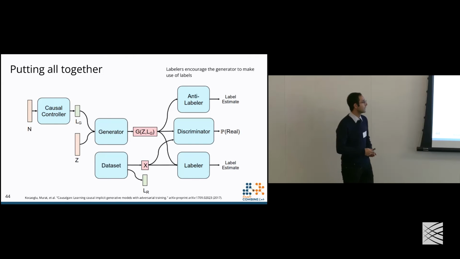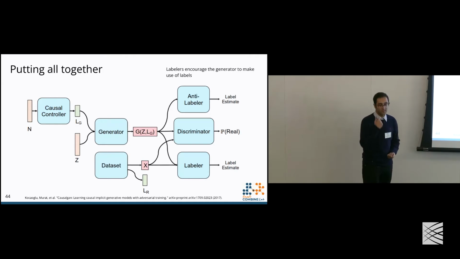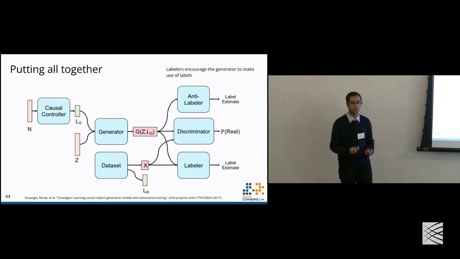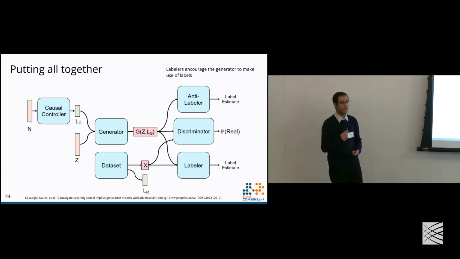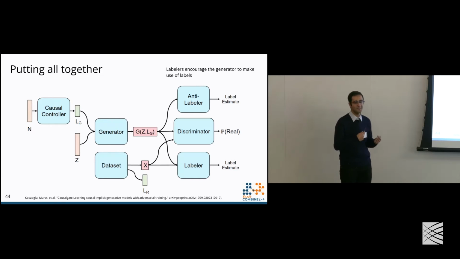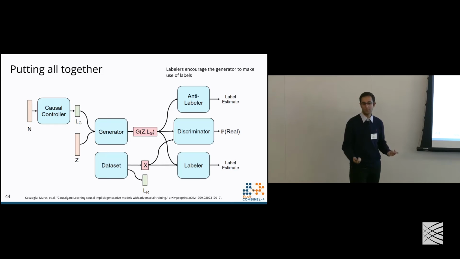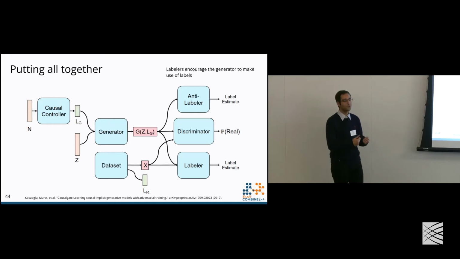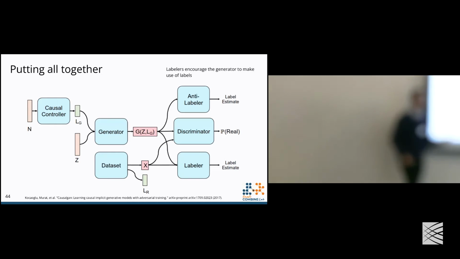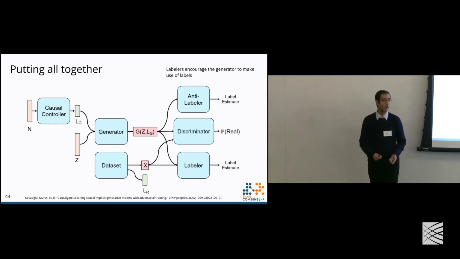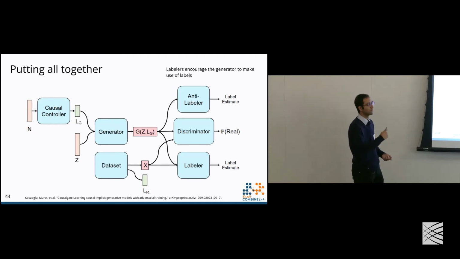And that generator generates us an image which should capture the labels that are passed in by the causal controller. Now, the problem we face in here is that we don't just want to generate an image, but we also want that image to be generated following the labels that are passed in. And if we just train that in a GAN framework, the generator will not capture those labels. So we have to force the generator to capture these labels L of G, which are passed in by the causal controller.